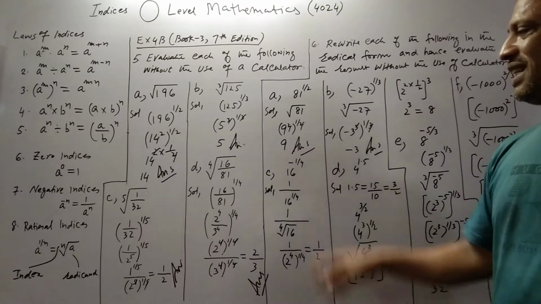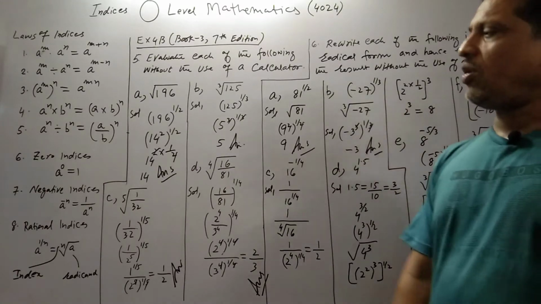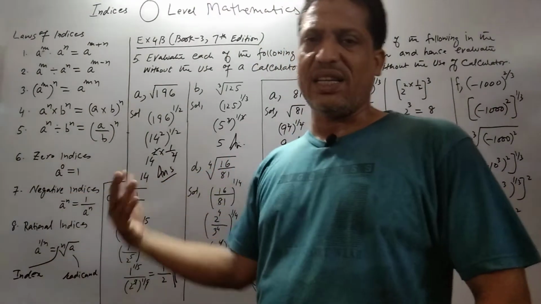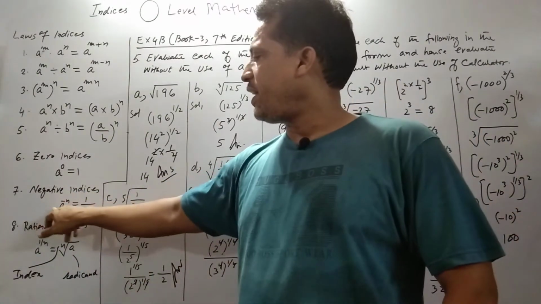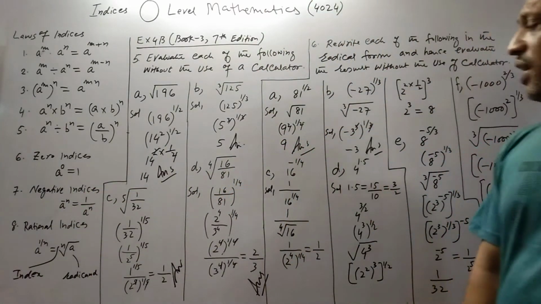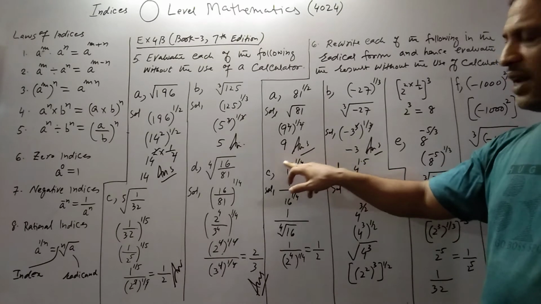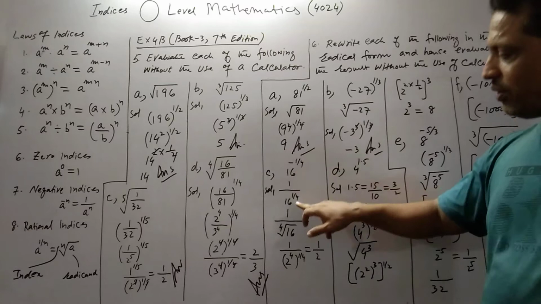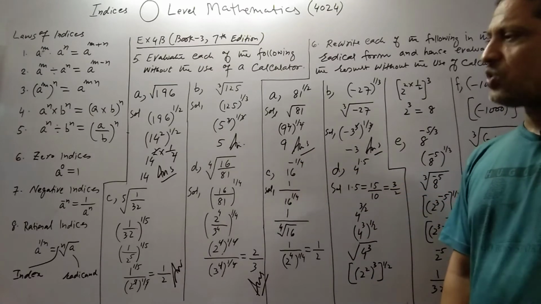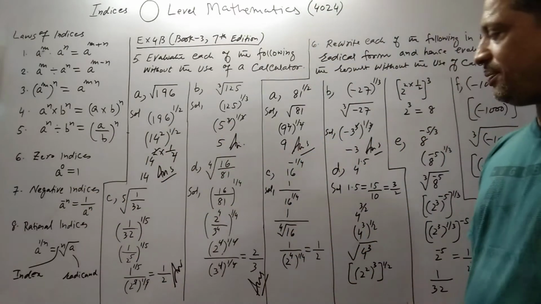First we have to convert this negative index into a positive index. Which law do we have to use? Law number 7. Law number 7 says if you have a to the power minus number, we always write it as 1 upon a to the power positive number. So 16 to the power minus 1 upon 4 we can convert by writing 1 upon 16 to the power 1 upon 4. This minus 1 upon 4 becomes plus 1 upon 4. So in the first part we applied law number 7.